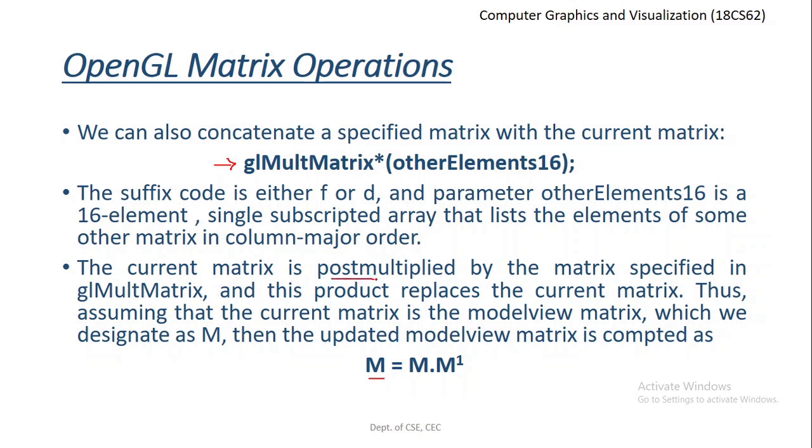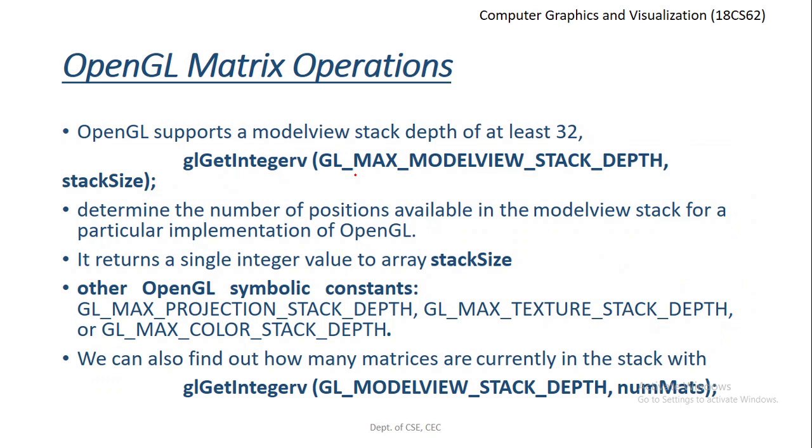So if you want to multiply the current matrix with some other matrix, you need to use a function called glMultMatrix. It accepts a single parameter, which is again an array name containing 16 elements. Now OpenGL also supports a model view stack with a depth of at least 32 elements. So you have a function called glGetIntegerv, and it accepts two parameters: GL_MAX_MODELVIEW_STACK_DEPTH and stack size. This determines the number of positions available in the model view stack for a particular implementation of OpenGL.